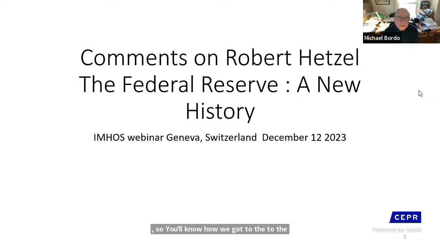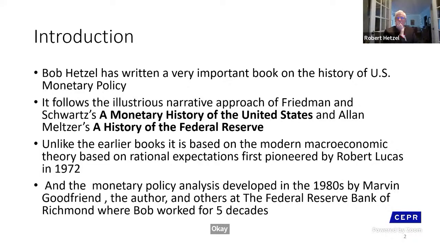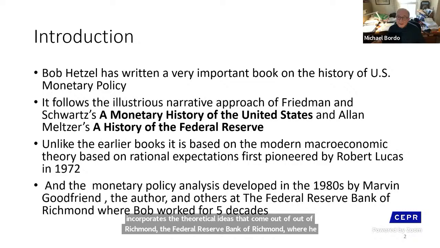Okay. So Bob's written a very important book on the history of U.S. monetary policy. It follows the illustrious narrative approach of Friedman and Schwartz, the Monetary History of the United States, and Alan Meltzer's A History of the Federal Reserve. But unlike the earlier books, it's based on modern macroeconomic theory based on rational expectations, first pioneered by Bob Lucas in 1972, but he also incorporates the theoretical ideas that come out of Richmond, the Federal Reserve Bank of Richmond, where he was a member for 50 years. And when you think of who was there, Marvin Goodfriend was really the powerful intellect that is part of this background story.